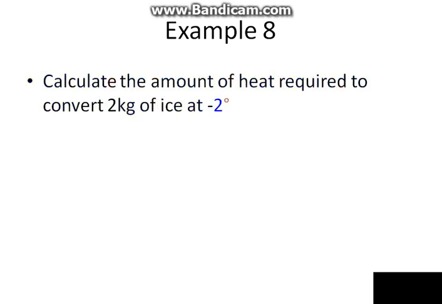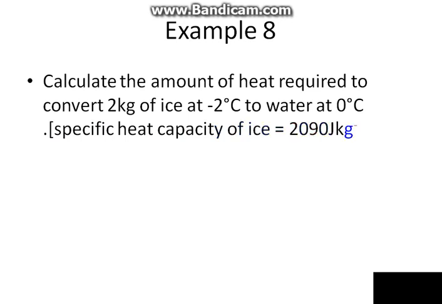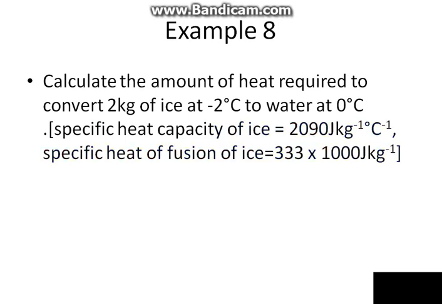Example 8. Calculate the amount of heat required to convert 2 kg of ice at minus 2 degrees Celsius to water at 0 degrees Celsius. Specific heat capacity of ice is equal to 2090 joule per kilogram per Celsius. Specific latent heat of fusion of ice is equal to 333 times 1000 joule per kilogram.